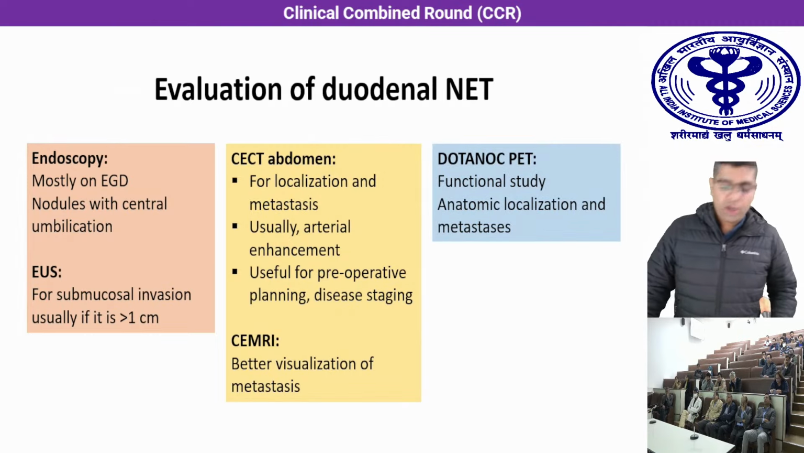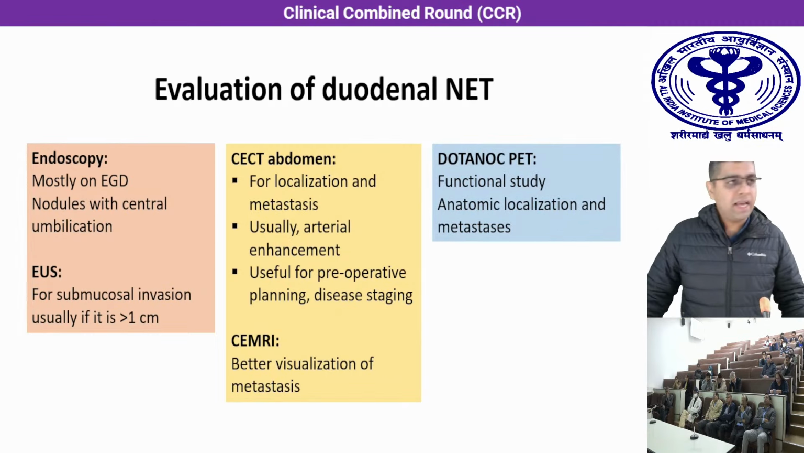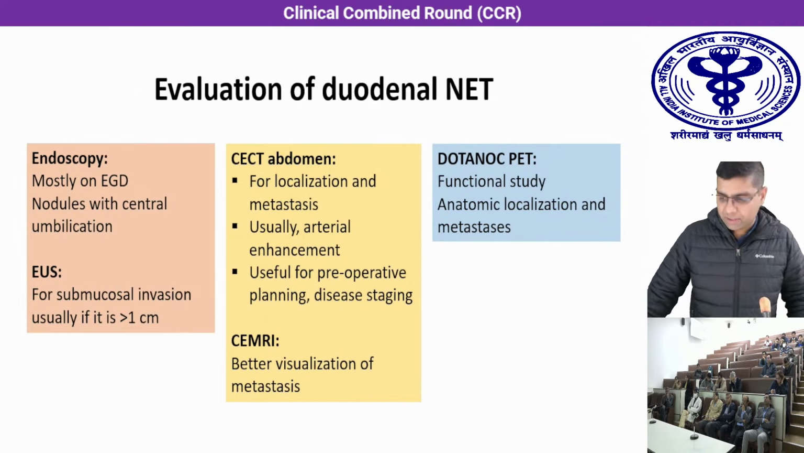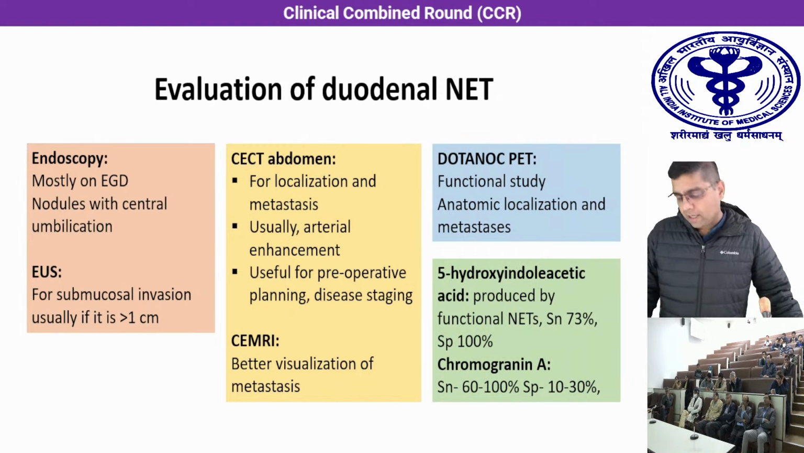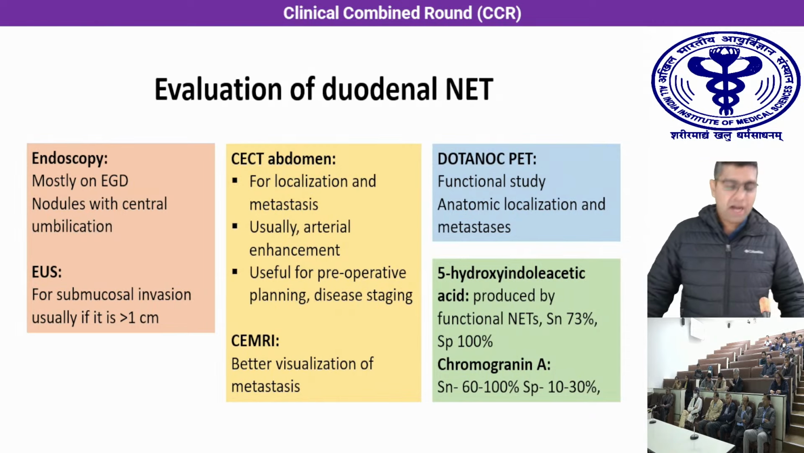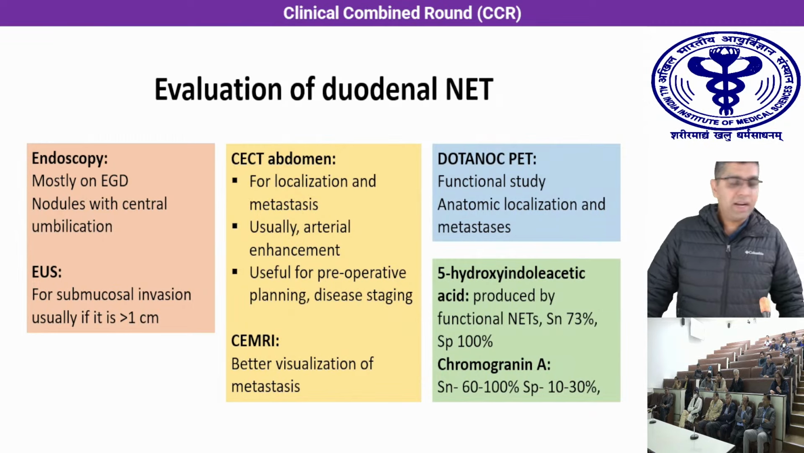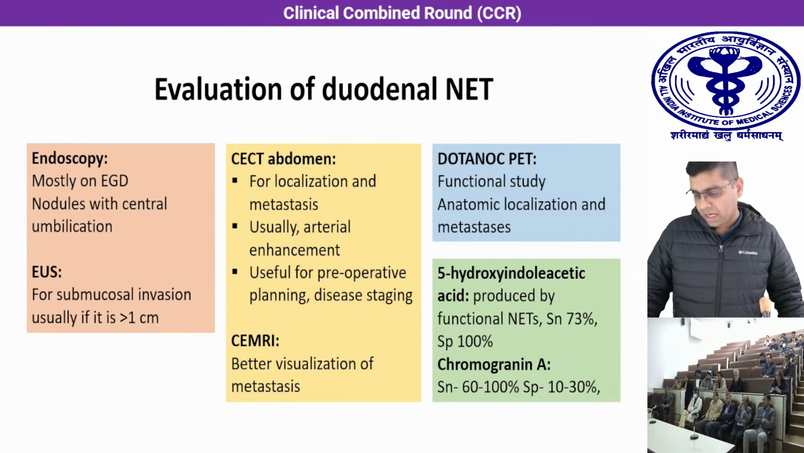If there is a low-grade tumor, functional studies like Dotanoc PET are found to be useful for better anatomical localization and metastasis as well. And as a contributory part of evaluation, biochemical markers like 5-hydroxyindole acetic acid and chromogranin A are available currently, but they have a poor sensitivity and specificity.